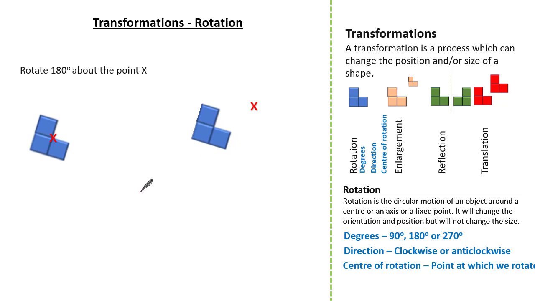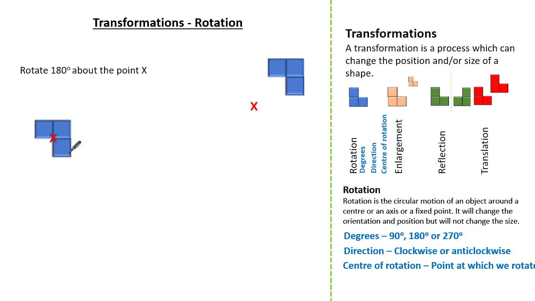But look at the completely different positions or path each shape takes. This emphasizes how the center of rotation can change the position of a shape even when we're given the same degrees and the same direction. So the center of rotation is very important. In this tutorial, we'll be using tracing paper when rotating. So remember to request it in the exam.